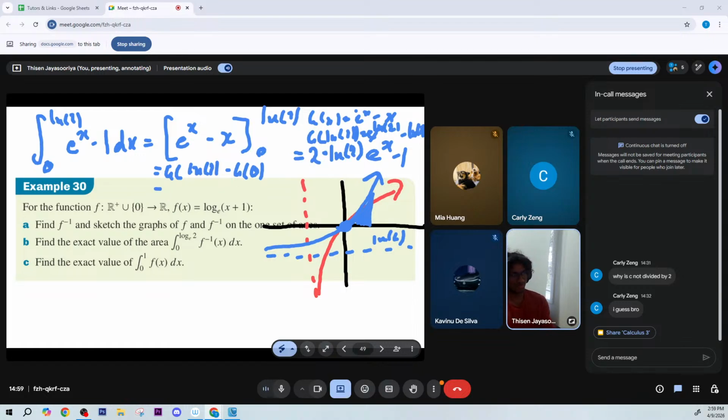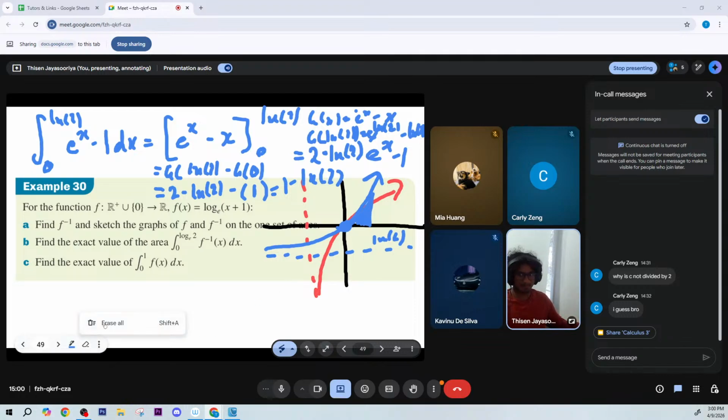And then g of 0. So here we have 2 take ln of 2, and then take away g of 0. g of 0 is just e to the 0 take away 0. So e to the 0 is just 1, take away 0, which is just 1. So we have here 2, take ln of 2, take 1. So we just get 1 take ln of 2. Does that make sense to everyone? Are there any questions, comments, concerns about that?